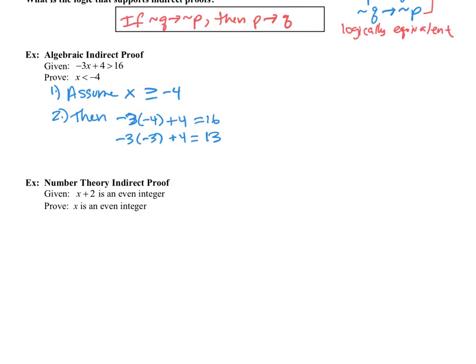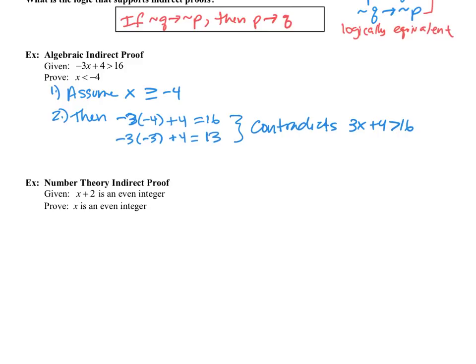So we can see that in either case, taking a number that's either equal to negative 4 or a number that's bigger than negative 4, if we put it in for x, we see that that's a contradiction of the given statement of our hypothesis. Remember, negative 3x plus 4 should be bigger than 16. We got a number that was either equal to 16 or less than 16. So we can say that this contradicts the given. It contradicts the fact that negative 3x plus 4 should be bigger than 16.